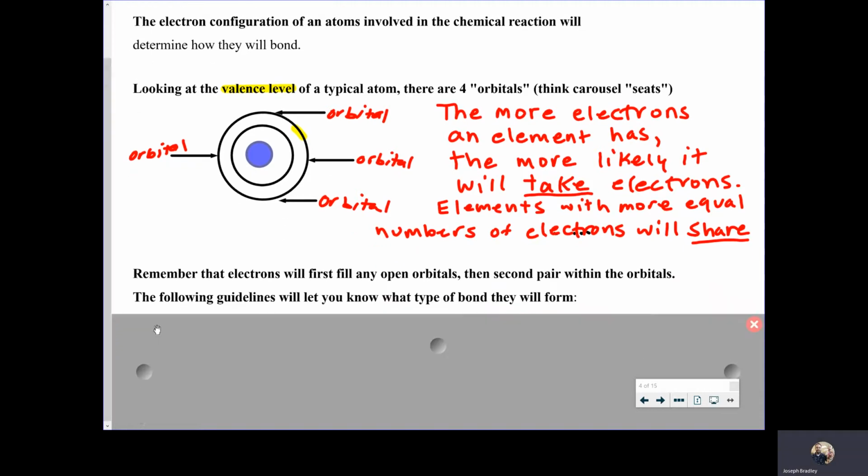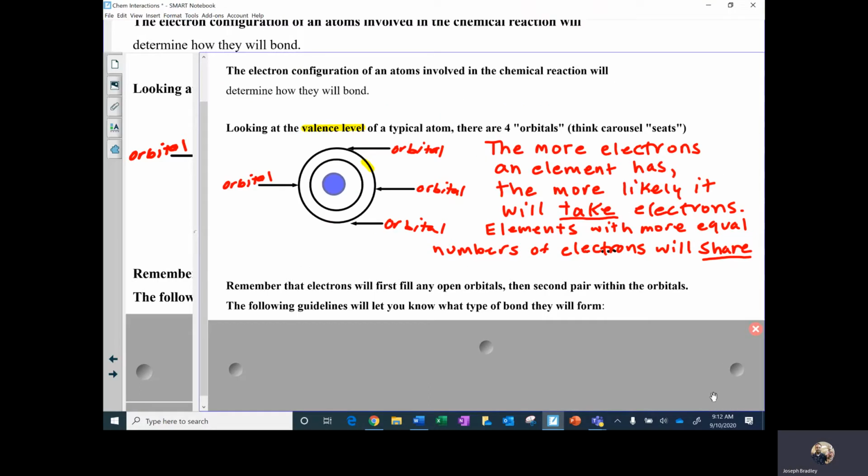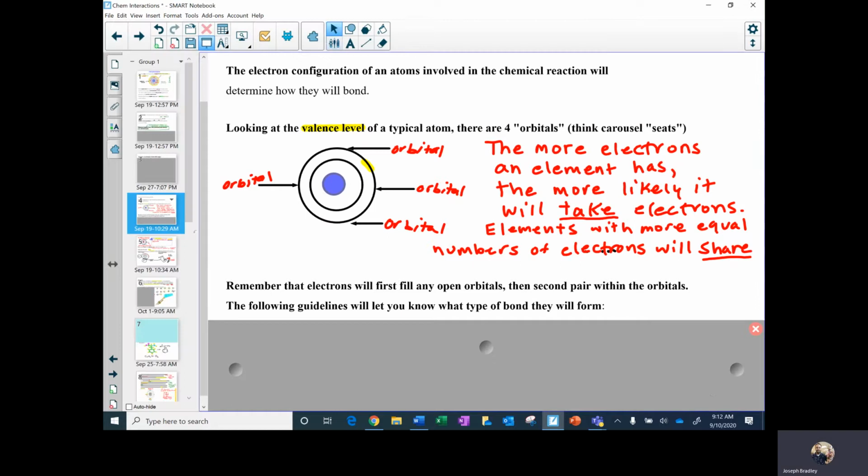So remember that electrons will first fill any open orbitals, then second pair within the orbitals. So if you wanted to talk about how this would fill, let's pretend I'm filling electrons for, say, fluorine. So again, we're talking about element 9, which means it's going to have 2 electrons here in that inner energy level, and then the third would go here, so that's where lithium's electron would be. Then 4, 5, 6. So this would be what carbon's electron configuration would be.